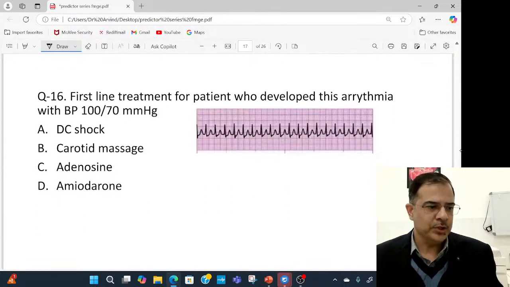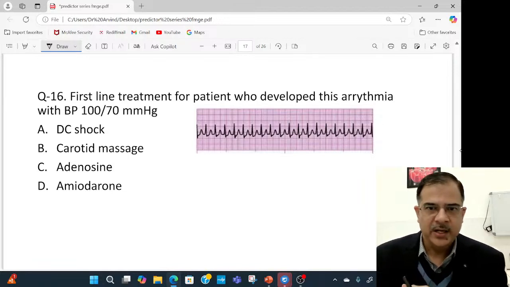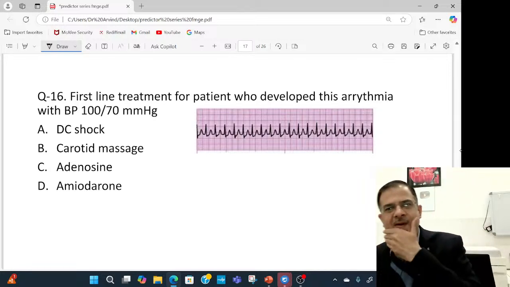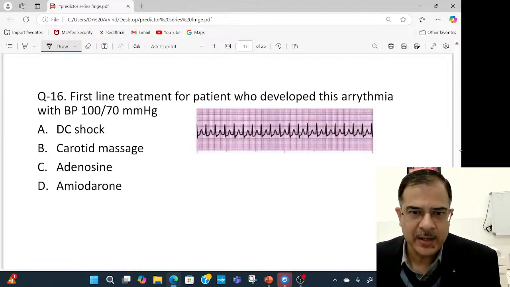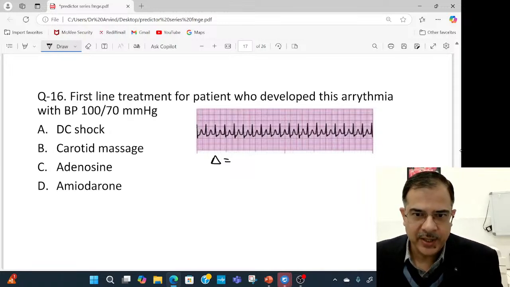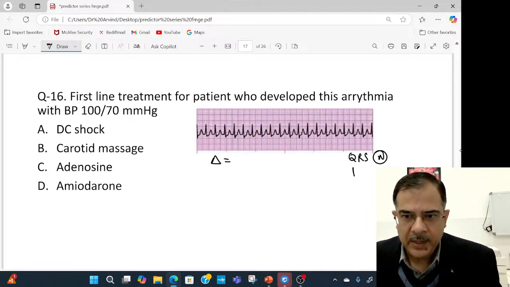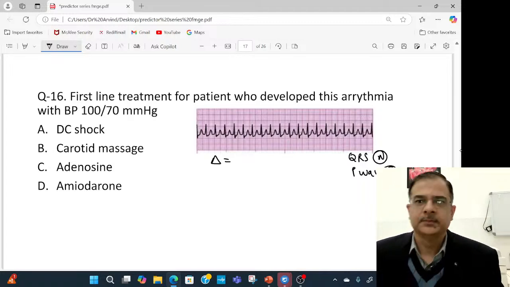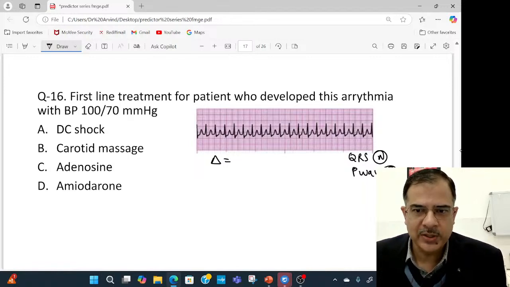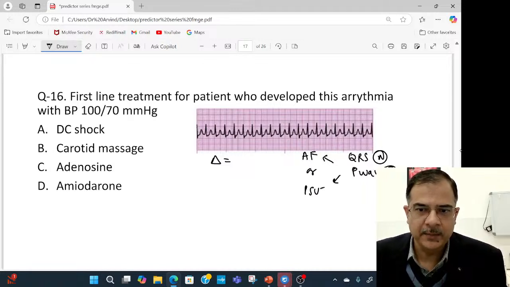Now, moving on to question number 16. First line treatment for a patient who developed this arrhythmia with a BP of 100/70. So let me see who can identify the arrhythmia here. Diagnosis of this arrhythmia. I will give you the hint. Hint is QRS is normal. P wave is absent. Think of only two arrhythmias here. QRS normal, narrow complex tachycardia. It could be AF, atrial fibrillation, or it could be PSVT.